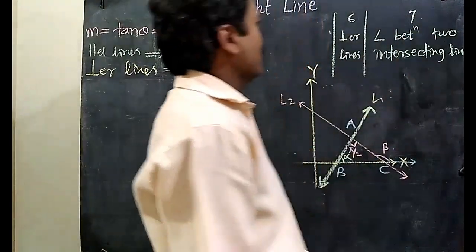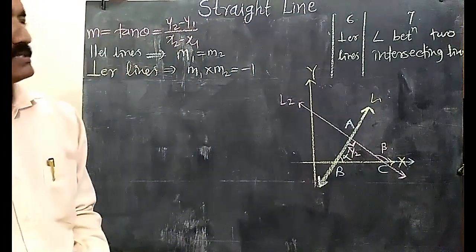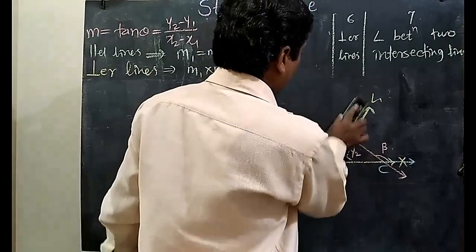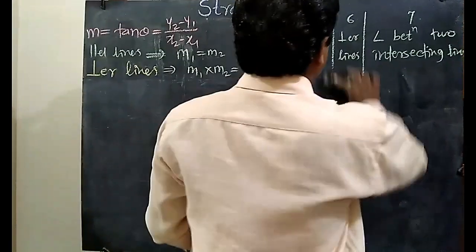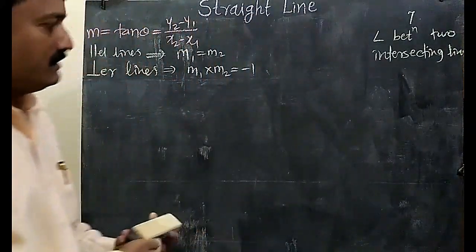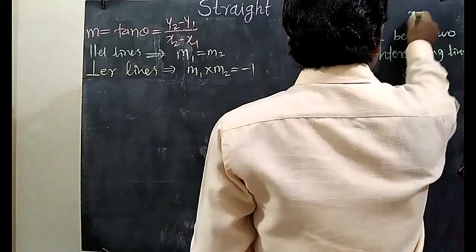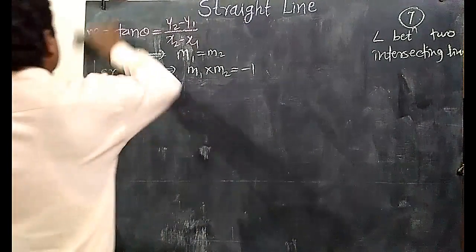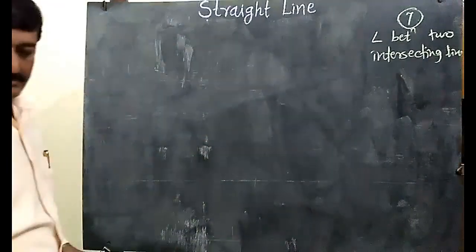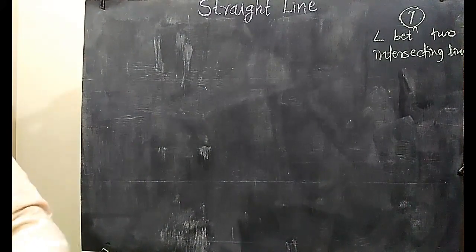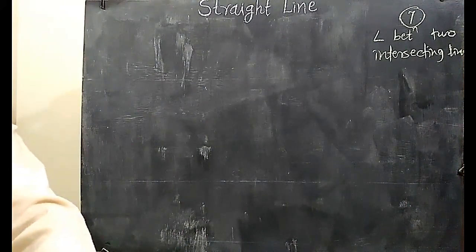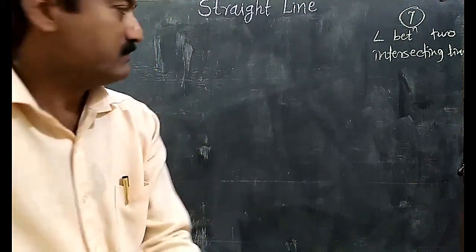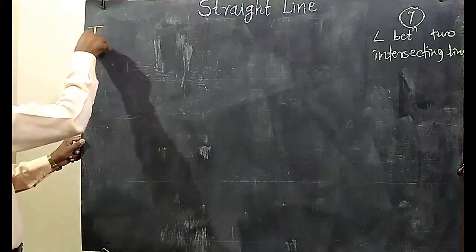Now we will move towards our last point, that is the angle between two intersecting lines. We will solve some examples on each article in our next lecture. Now the last point remains, that is angle between two intersecting lines. This is our 7th point of this article, this lecture. Theorem related to this 7th point.